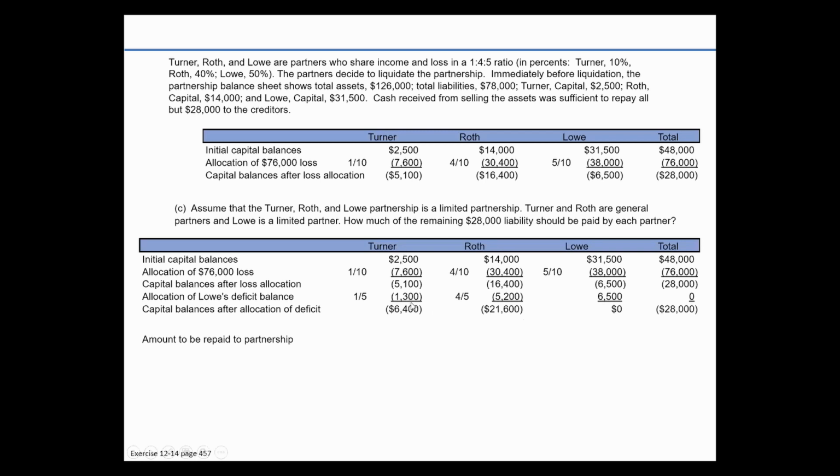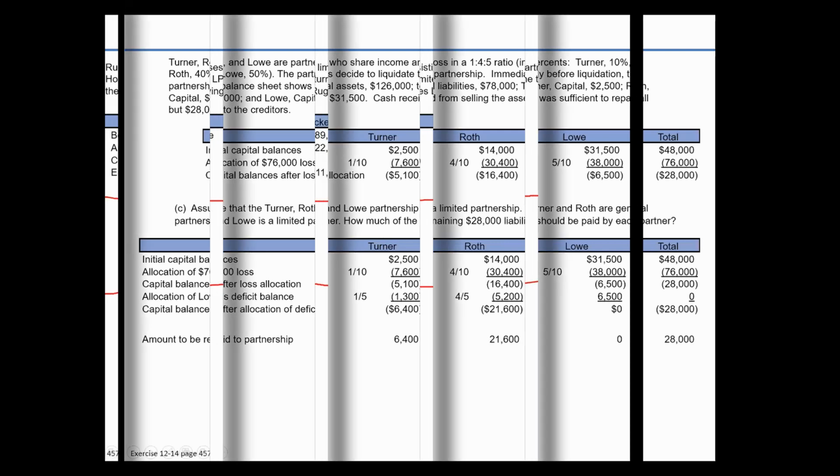So each, Turner and Roth, that's what they owe back to the partnership in order to settle the remaining liabilities. And so the amount to be repaid to the partnership would be $6,400 for Turner and $21,600 for Roth. Lowe would not owe anything additional back to the partnership because Lowe is considered a limited partner, and Turner and Roth are considered general partners in the partnership.